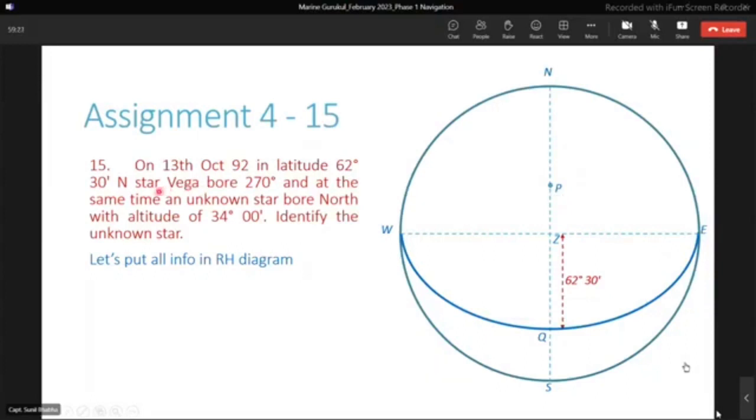Now the next information which the question tells me is that star Vega bore 270. In this diagram, the 270 bearing is represented by line ZW. ZW represents 270 bearing, so Vega has to be somewhere on this line. I don't know the altitude of Vega, so I will pick any random location here and put star Vega in this location. So we have the star Vega in our rational horizon diagram now. Any doubts up to here, beta, before we proceed ahead?